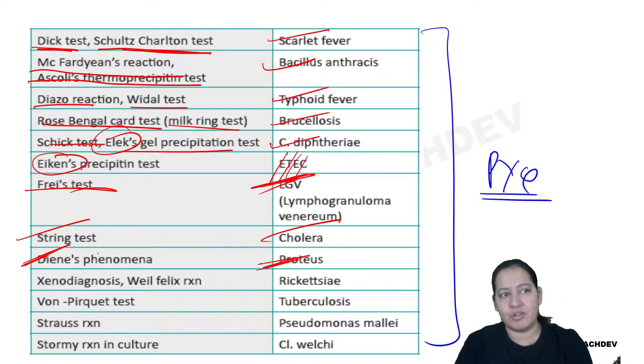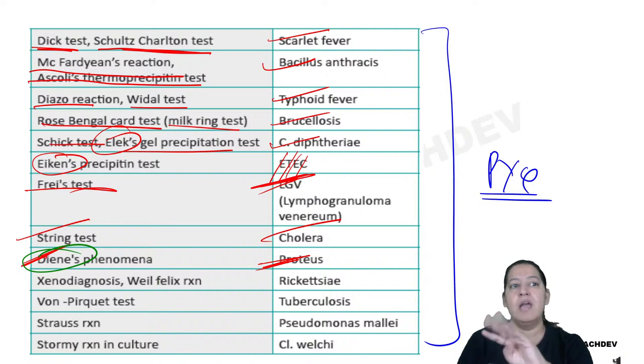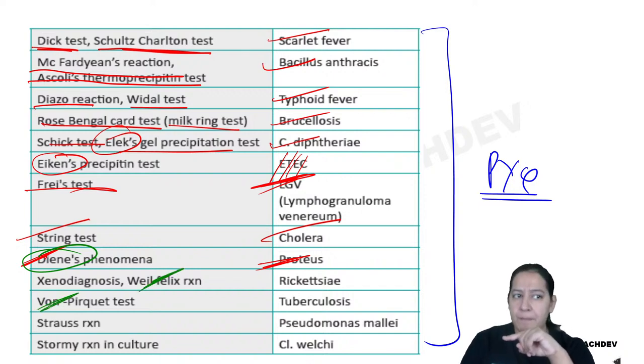Now, questions also come on eponyms. I will clear you what is eponym. Weil-Felix reaction occurs in which? Von Prowazek test occurs in which? Stormy reaction occurs in which? Strauss reaction occurs in which? You should know the answer.